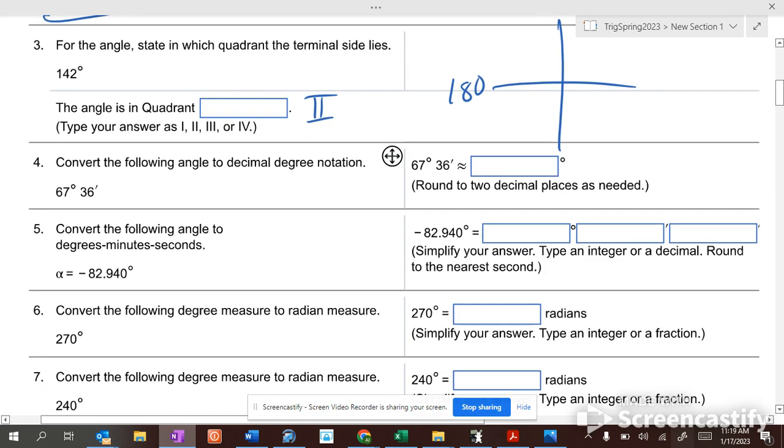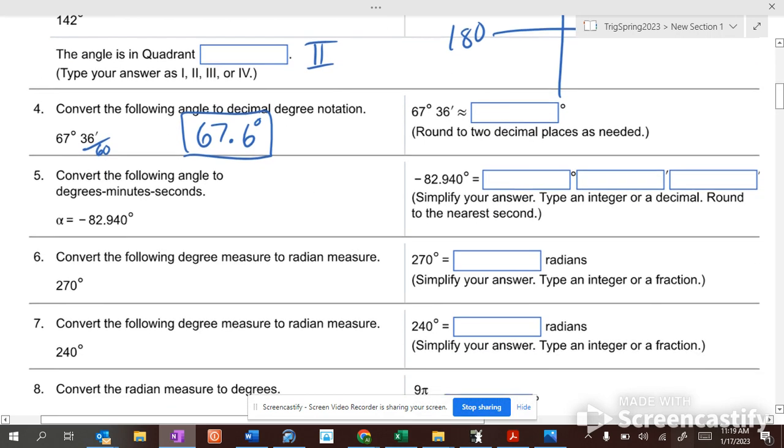Convert an angle to decimal degrees. Well, 36, we divide by 60 to convert it. What's 36 over 60? Point what? 0.6. So it's 67.6 degrees.